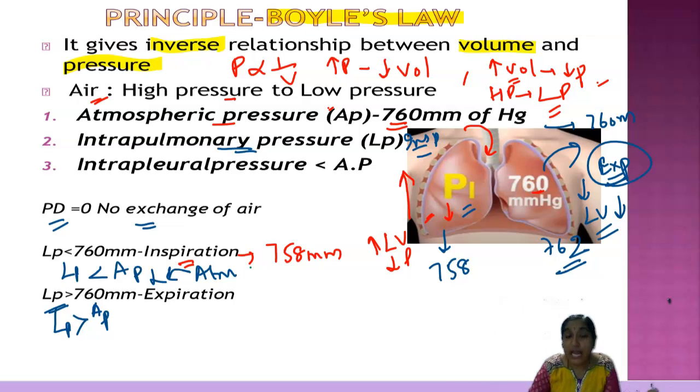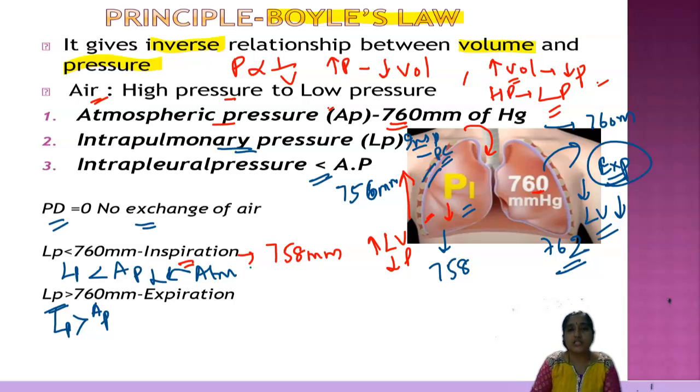There is another pressure involved here. The first is the atmospheric pressure, that is the outside pressure. The second is the intrapulmonary pressure, the pressure within your lungs. The third is the intrapleural pressure. There are two pleural membranes which cover your lungs, and within them is the pleural cavity, where some pressure is created. This pressure is always less than the atmospheric pressure, for example 756 millimeters. That is always negative.